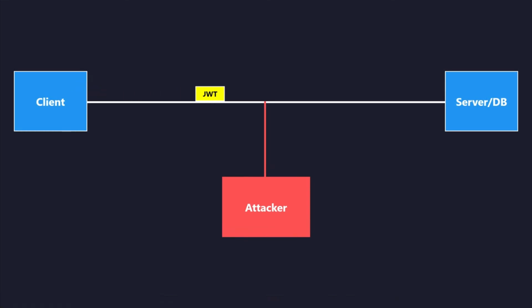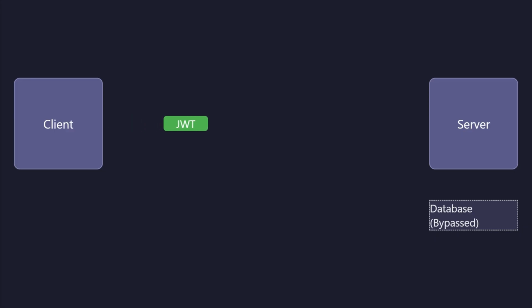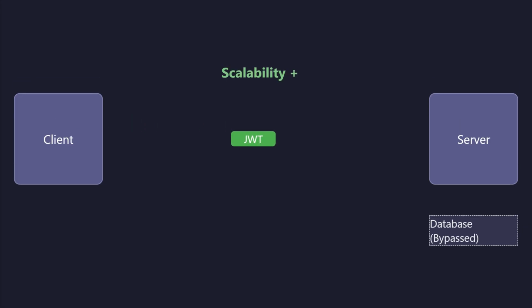A stolen JSON web token is a permanent key to your user's data, unless your architecture actively invalidates it. Static tokens provide zero recourse once intercepted by a malicious actor during transit or via cross-site scripting. Stateless authentication relies on the server trusting the cryptographic signature without querying a database.